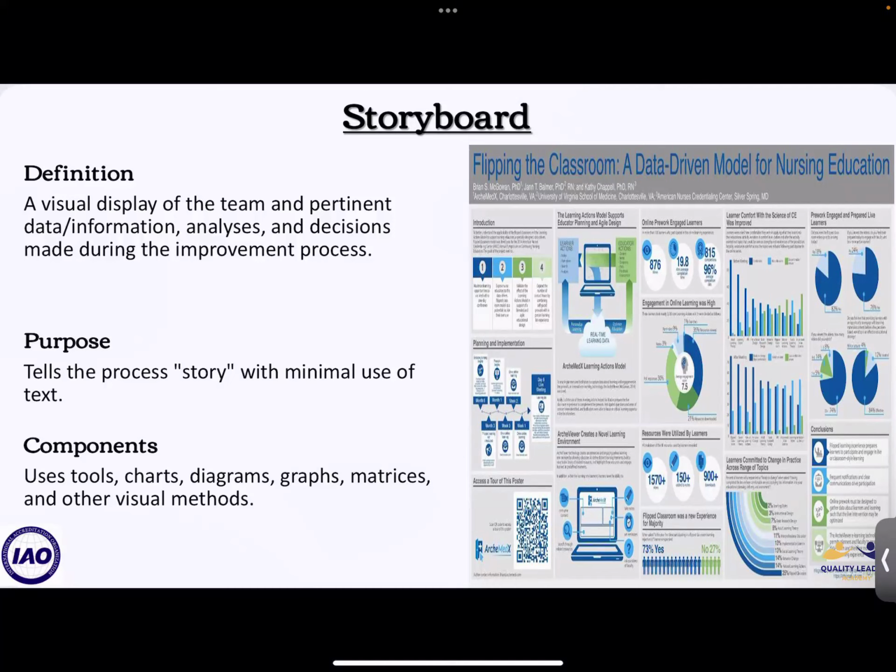For example, it tells where we were and where we are now. It compares last year's percentage with this year's percentage. It uses short clips, tools, charts, diagrams, graphs, matrices, and other visual methods to effectively communicate the achievement story.